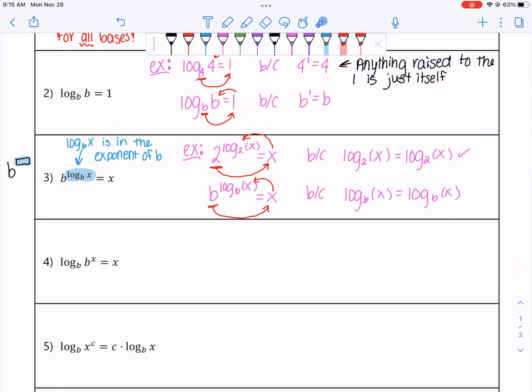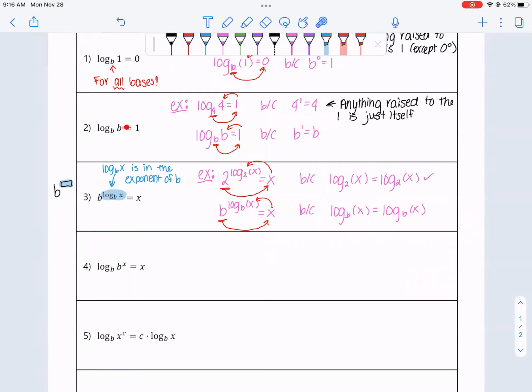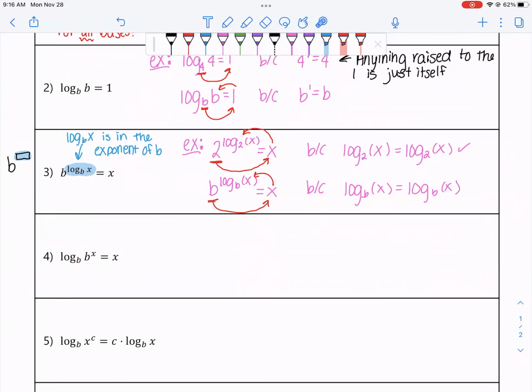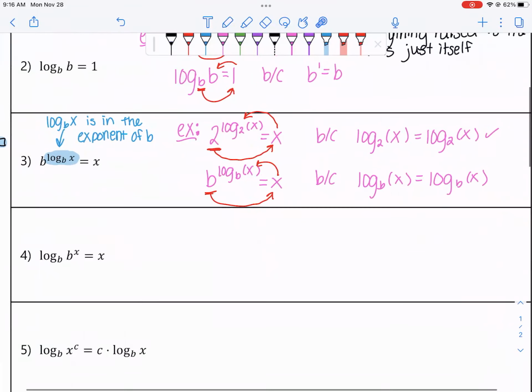Number 4 is the reverse of number 3. It's still using the property that logarithms and exponentials are inverses of one another, but it's plugging an exponential into a logarithm. So let's prove to ourselves that this works, that log base b of b raised to the x is equal to x. We know that log base b of b is 1, but log base b of b raised to the x, this is a subscript, regular script, superscript. So we ask ourselves, why is this true?